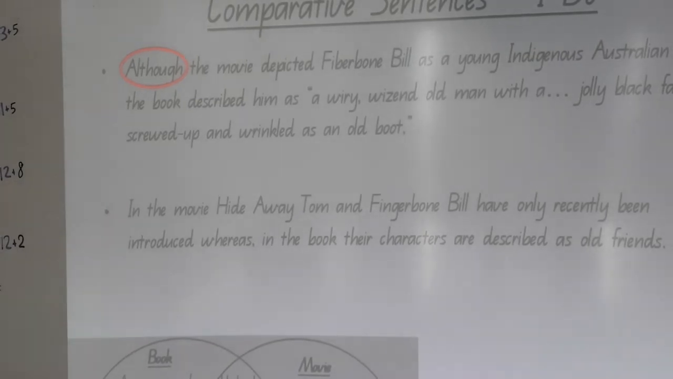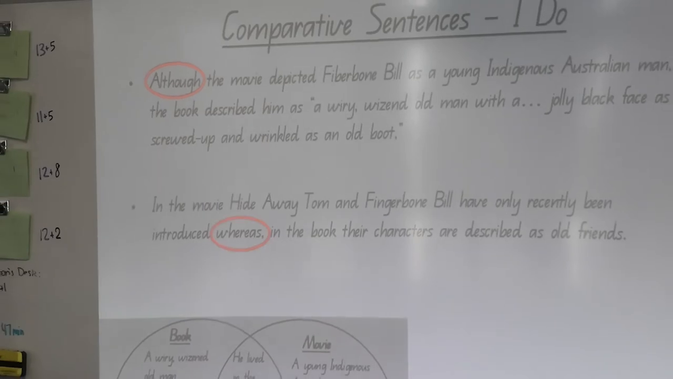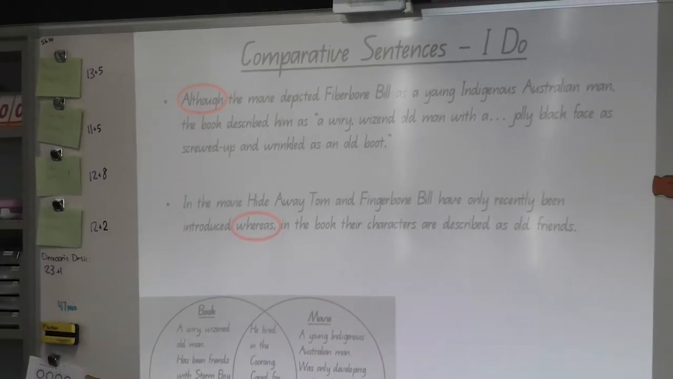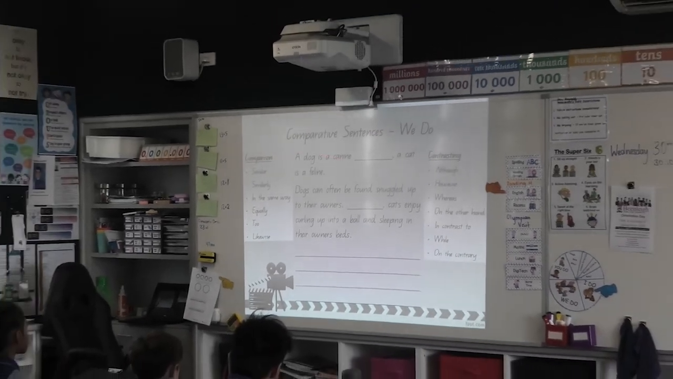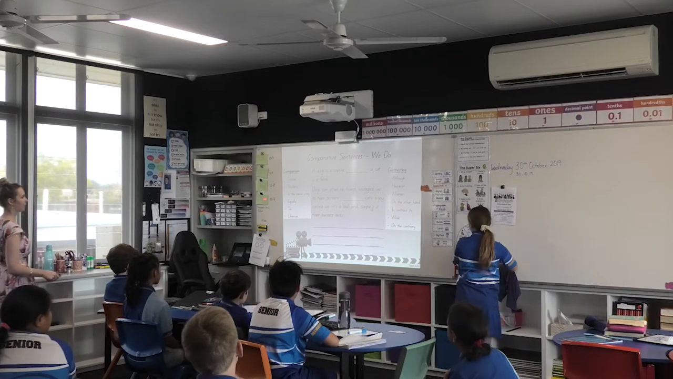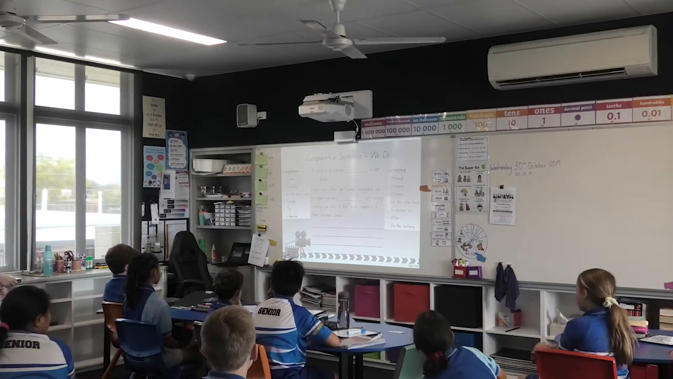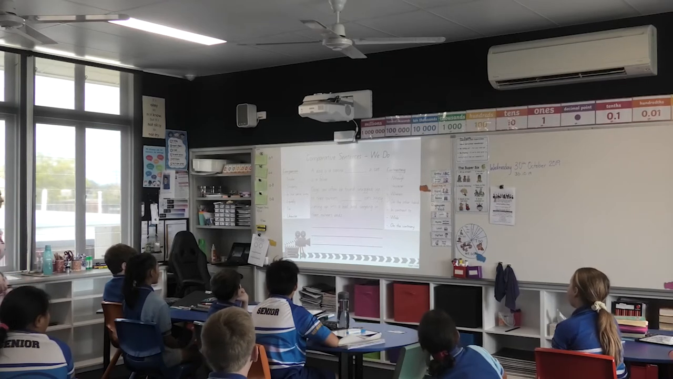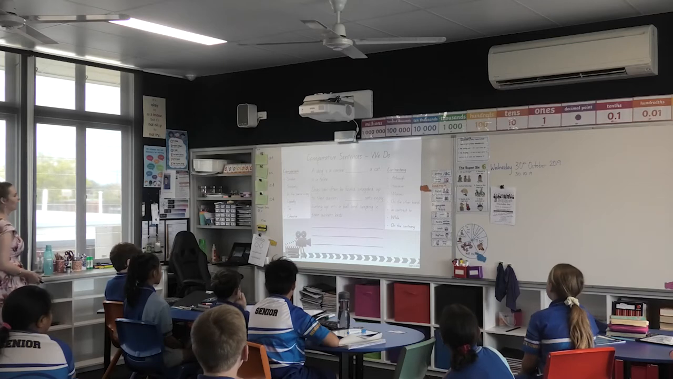Once again, I have looked at both of my differences, and I have used my contrasting word, whereas, to look at the differences between them. Okay, what are our comparison words again? Similar, similarly, in the same way, equally, to, likewise. Contrasting words? Although, however, whereas, on the other hand, in contrast to, while, on the contrary.